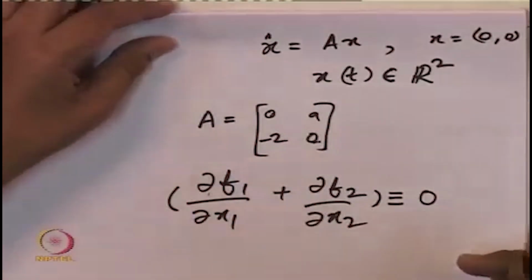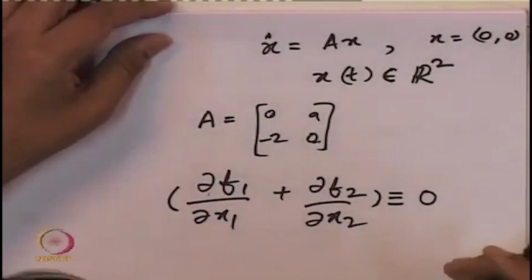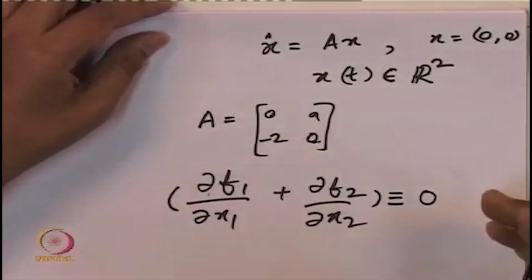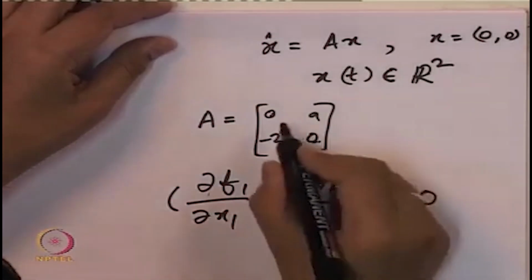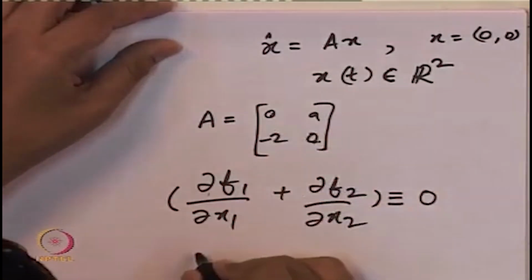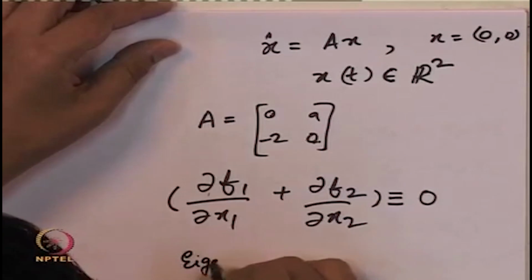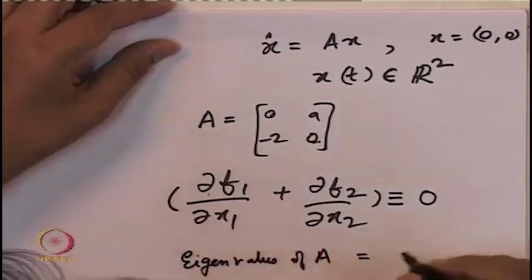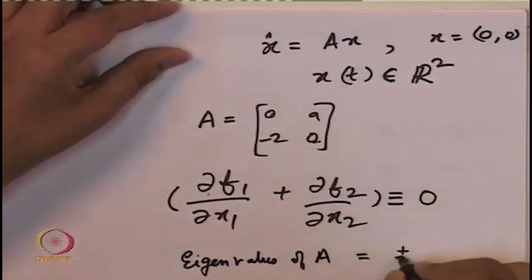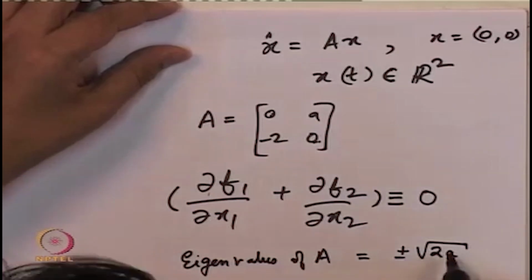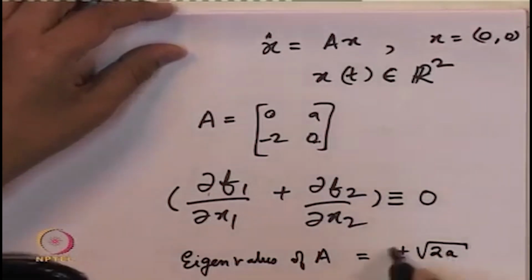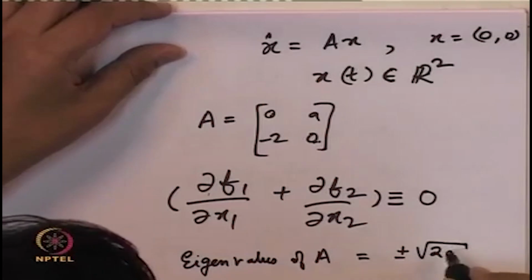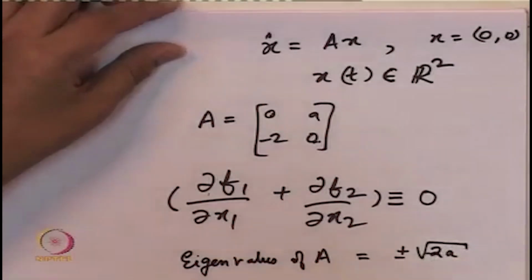So do we say that Bendixson criteria is not applicable, or do we say that there are no periodic orbits? Of course, we know that for this particular A, the eigenvalues of A are equal to plus minus square root of 2 times A. So if A is positive, then the eigenvalues are plus minus square root of 2 times A. We will just verify this.